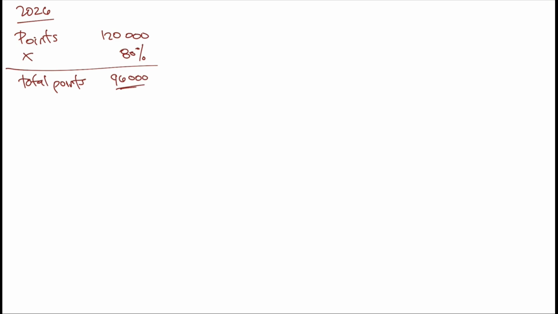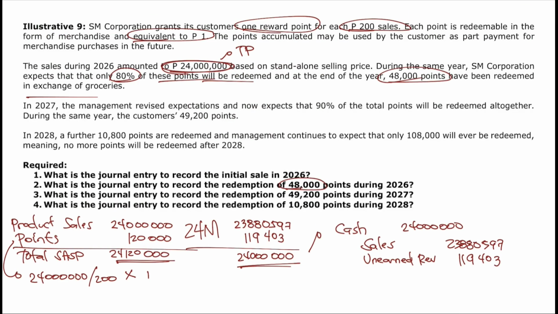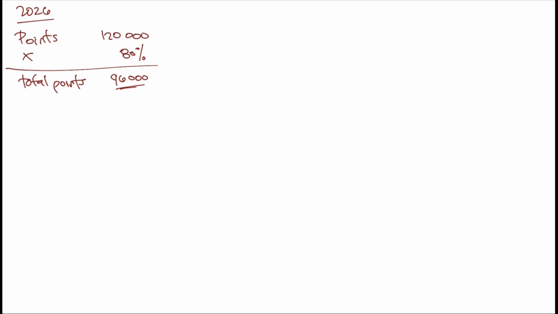Maliwanag? So, ilang points ang na-redeem during 2026? Well, total points redeemed is 48,000. So, the revenue for the year 2026 will be equal to 119,403 times 48,000 points yung na-redeem divided by yung total na inaasahan natin, which is 96,000 points, or this is equal to 119,403 times 48 divided by 96, or that's equal to 59,702. Okay?